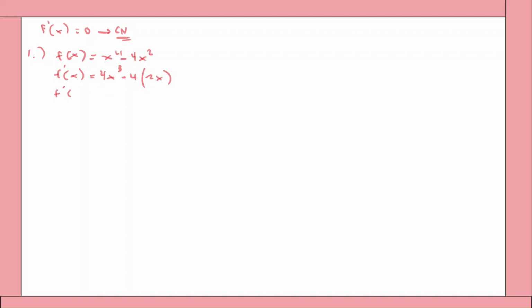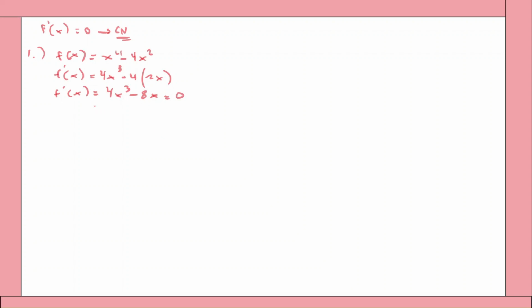So f prime of x, the first part will stay the same. We'll have the 4x cubed. And now 4 times 2, though, is negative 8x. Okay, so what do we do now? Well, as I said, to find these critical numbers, we just have to set the derivative to 0. So let's do that. So we'll set the derivative to 0.